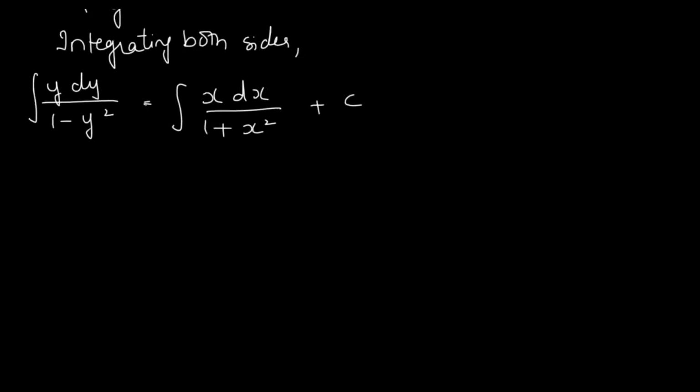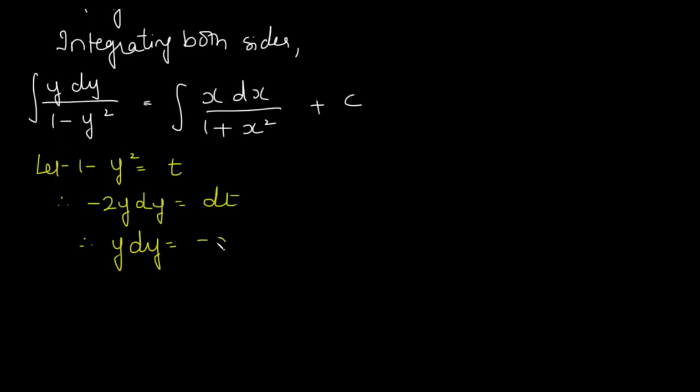Now one method of solving it is this way, that is suppose we put, let the denominator on the LHS, let 1 − y² = t. So we use the substitution method. Therefore we have −2y dy because we are differentiating with respect to y. So we have −2y dy is equal to dt. And therefore we have y dy is equal to −dt upon 2.